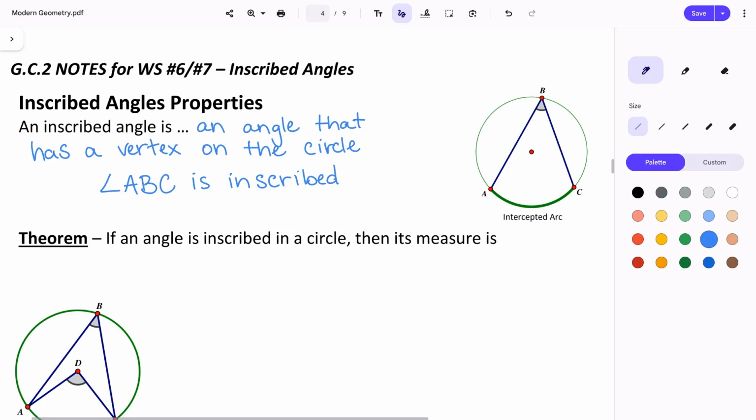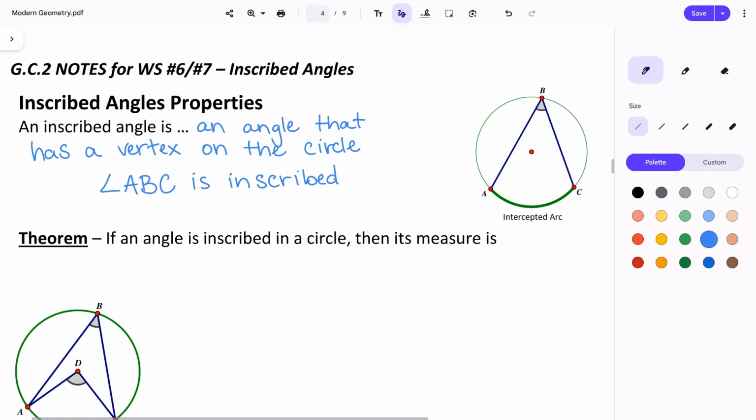Now, the arms of the angle, the two rays that make that angle, are still going to intercept an arc. You can see on my picture here, where B is the vertex, B goes down to A and B goes down to C. This arc AC is the intercepted arc, just like we saw yesterday. But remember yesterday we talked about the relationship between a central angle and an arc and how they're equal to each other. Let's talk about what this means for an inscribed angle, because it's not going to work the exact same way.